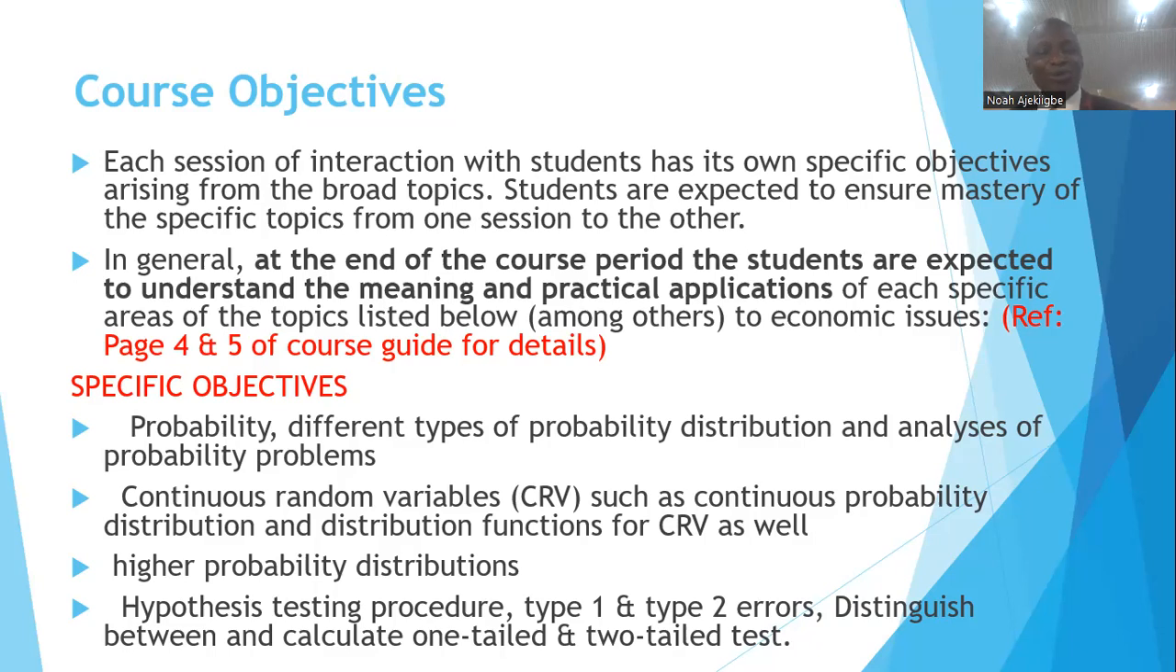The specific objectives of the course are, first, to give you an understanding of probability, different types of probability distribution, and analysis of probability problems. Number two is to give you an understanding of continuous random variables, such as continuous probability distributions and distribution functions for continuous random variables, as well as higher probability distributions. Then we'll look at the hypothesis testing procedure, type 1 error, and type 2 error. We should distinguish between them and learn how to calculate one-tailed tests and two-tailed tests.